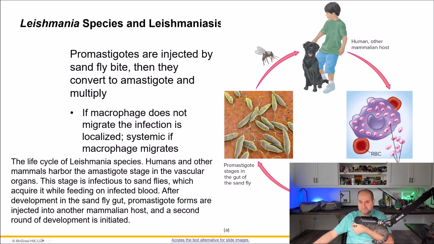See, the sandfly becomes infected by biting a host. The promastigote stages are in the gut of the sandfly. The sandfly bites the host, either a human host or a mammalian host. Inside of the host, it becomes the amastigote inside of a macrophage, and they live inside of macrophages. So you've got these amastigotes living within macrophages and outside of macrophages. If the macrophage does not migrate, the infection is localized. If the macrophage does migrate, it becomes systemic.